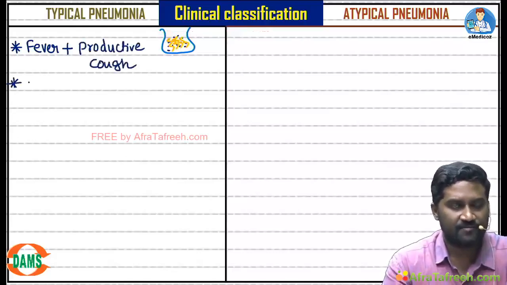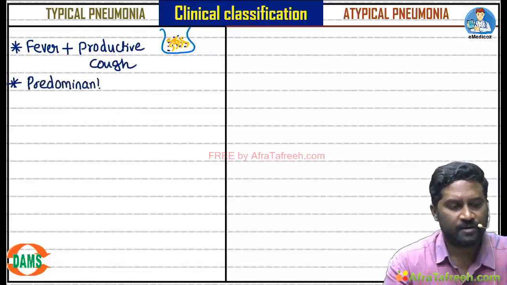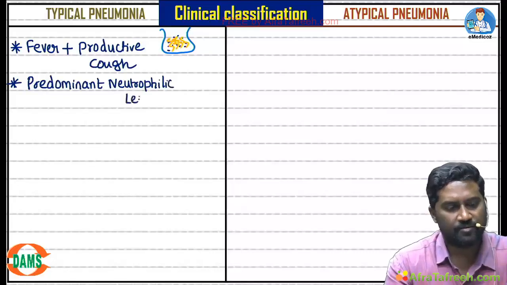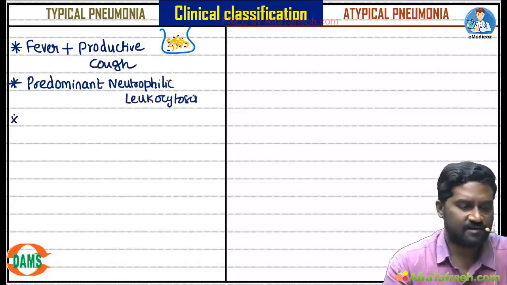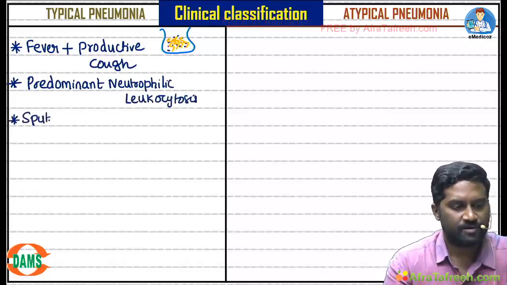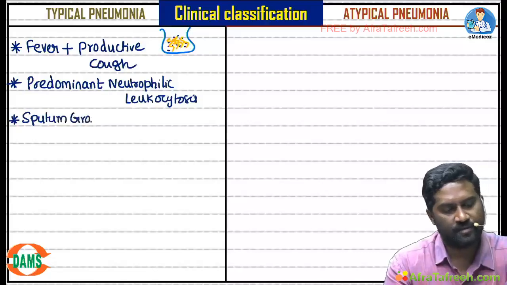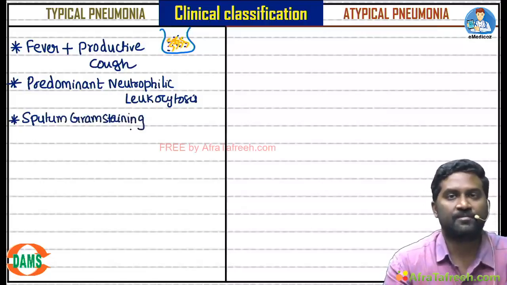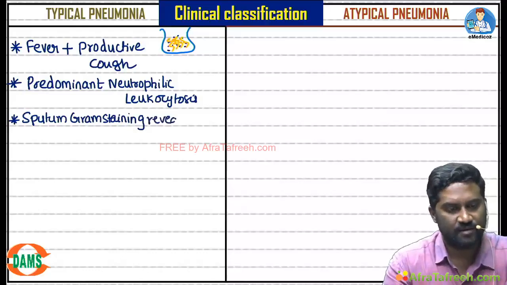Like any other infection, there will be predominant neutrophilic leukocytosis. Now if you collect these secretions and see under the microscope, sputum gram staining, because the alveoli are containing organisms, there is sputum. This sputum gram staining reveals organisms. You can see organisms under the microscope.